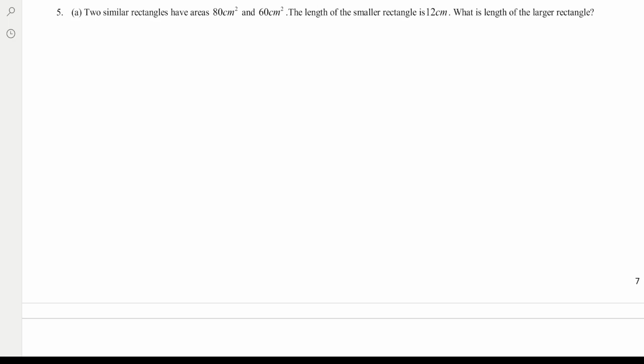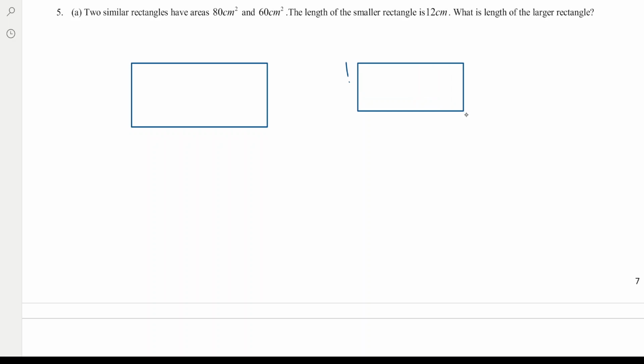Welcome once again. So the question we have here is a similarity question. From this question, we were given two similar rectangles with areas of 80 centimeter square and 60 centimeter square. So we actually have two rectangles. We are going to create the first one, and the second one is coming. So this is the second one. They are similar rectangles.